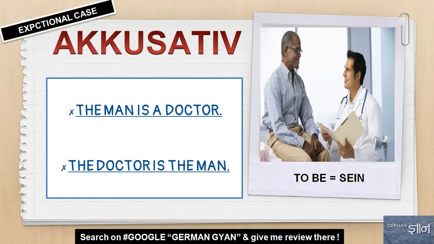Now let's go to the exceptional case. There is one exceptional case in this accusative: if you are using the to be verb, which means the sein verb in German, then both are treated as subject. This is just because there is no difference in the meaning if you switch the two parts. For example, the man is the doctor, and if you switch it, the doctor is the man. So the meaning remains totally the same. That's why this is the exceptional case for the sein verb.